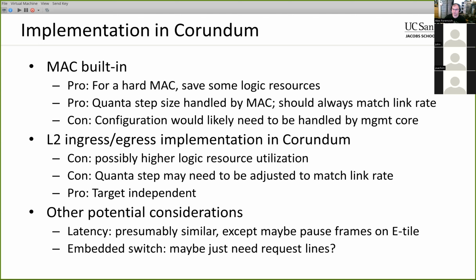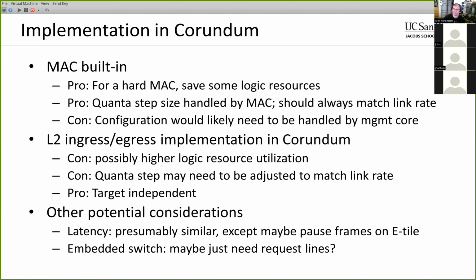And if you use the L2 ingress and egress implementation in Corundum, the con is potentially slightly higher resource utilization if you have a hard MAC that could potentially implement PFC. And you also may need to make some adjustments to the quanta step size to match the link rate.